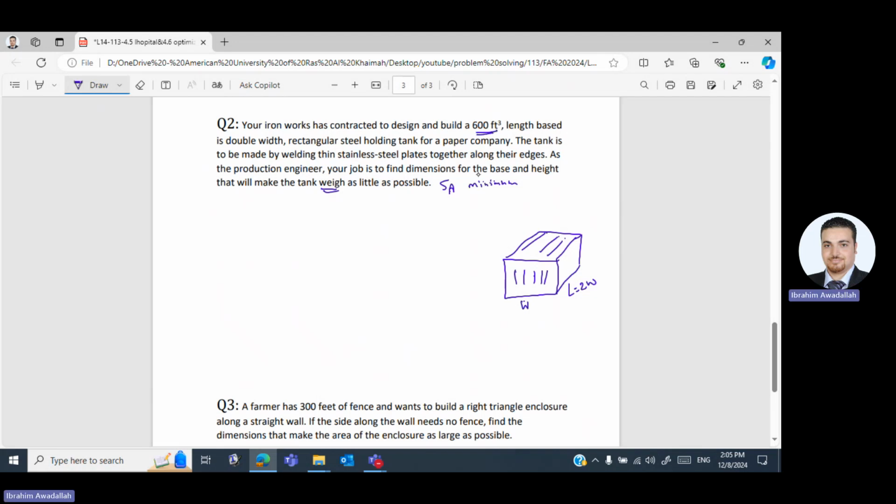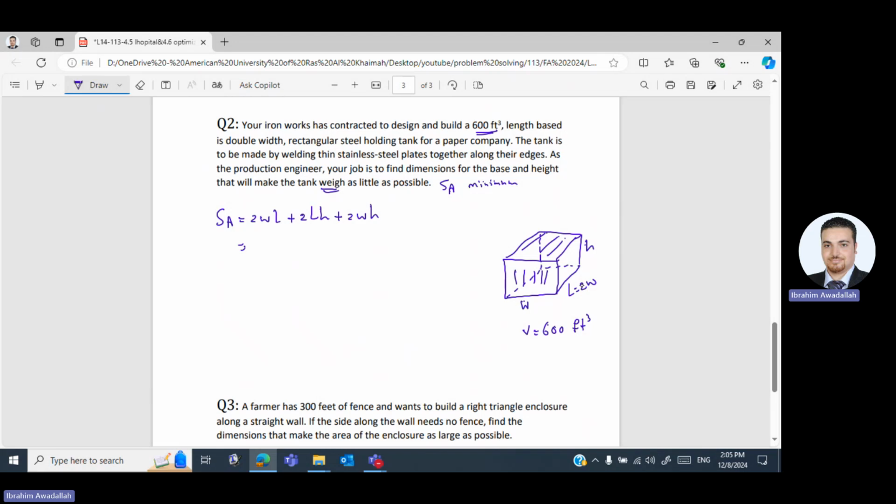And from here, we want to make the volume equal 600 feet cubed. So the surface area, SA, equals: first of all, we have six faces. So for the base, we have 2 times WL, plus 2 LH, plus 2 WH.